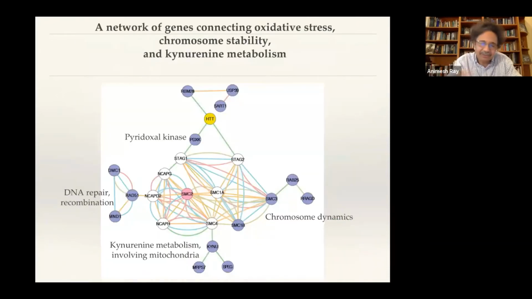And this is a pretty picture of what that particular relationship is, and not very worthwhile looking at it too much unless you're very deeply interested in this. But one thing to remember is that the DNA repair, recombination and chromosome dynamics genes are intimately connected to kynurenine metabolism, which involves mitochondrial function and neurotransmission.